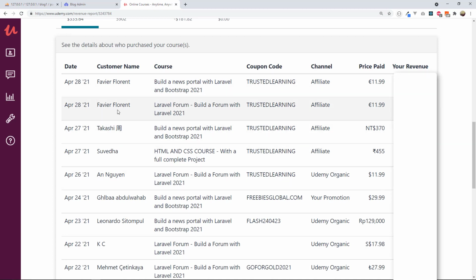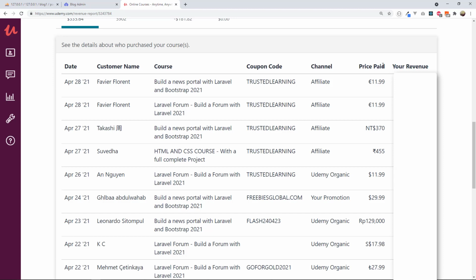in April. Here we have the date and then the name of the person who bought the course. Then you have the course, and then the coupon code, and then the channel of advertisement. For the channel of advertisement, you have affiliates, Udemy organic, your own promotion, and also the ad program. And then after that you have the price paid. That is the price that person paid when purchasing that course, and then your revenue.